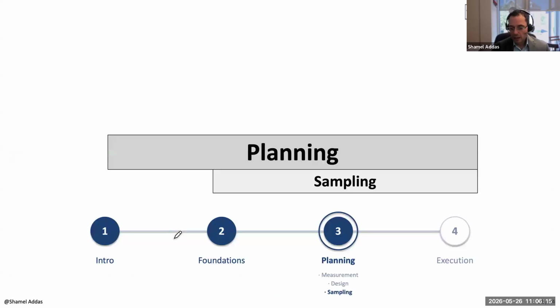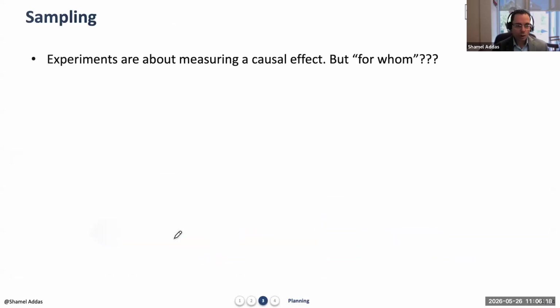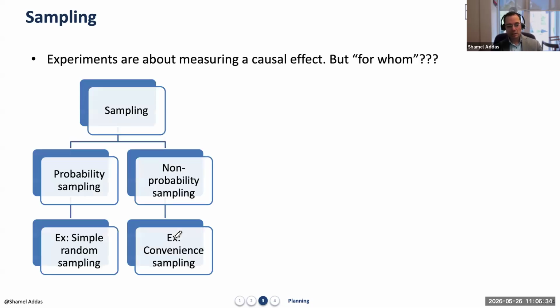All right. Okay, let me talk about sampling now. With sampling, the idea is that you're trying to measure a causal effect, right? So you're taking your sample, but for whom? Who are those people in your sample, which is critical, right? And are they representative of the population or not? So there's two general techniques. You can have probability sampling, like simple random sampling, when you're trying to draw from the population at random, or there's non-probability sampling, which is the overwhelming majority of studies, like convenience sampling. Okay.